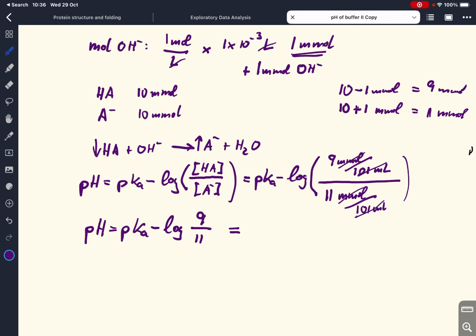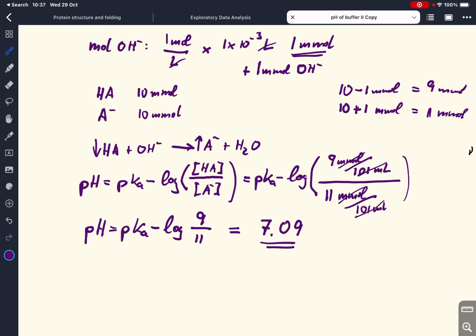And if we put that into a calculator, we get a pH of 7.09. So compared to previously, our buffer solution without the hydroxide ions, we had 7. Now we have a slight increase to 7.09. So that is how the buffer actually works with the hydroxide ion.